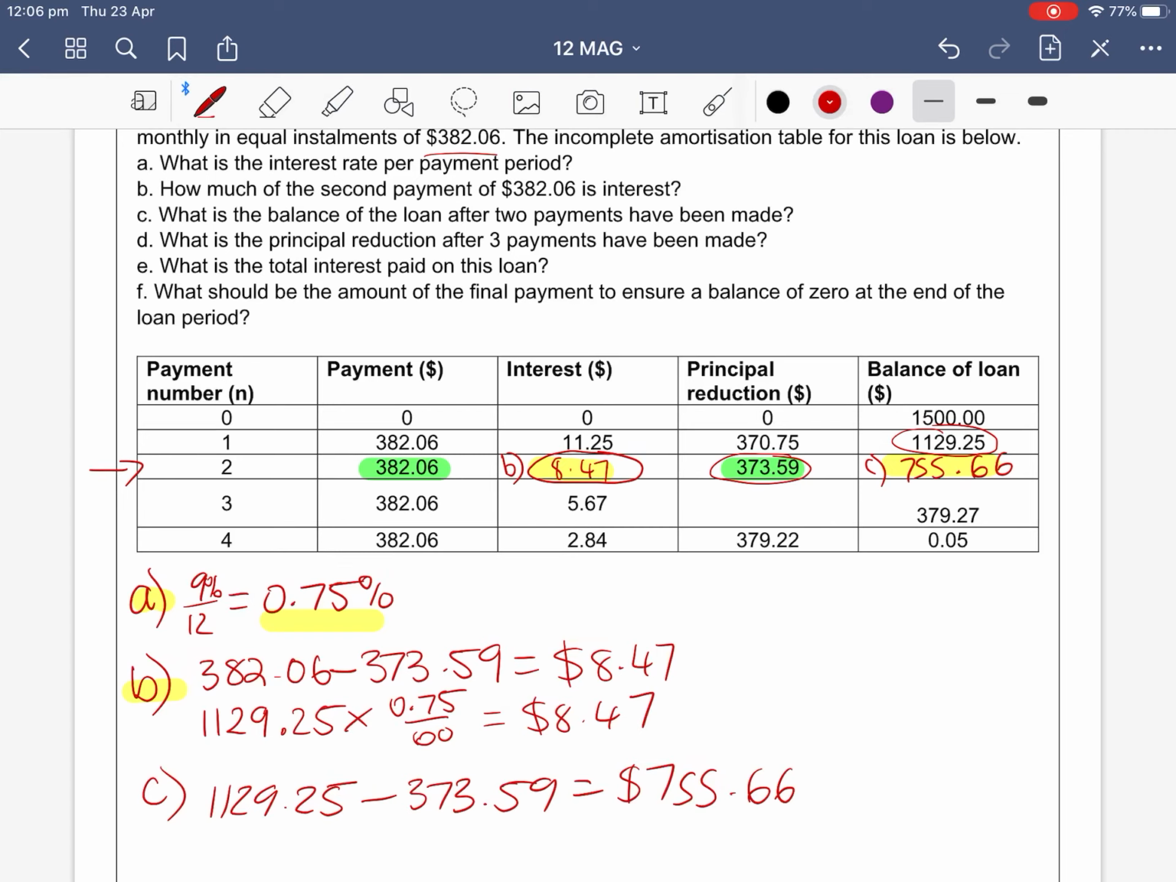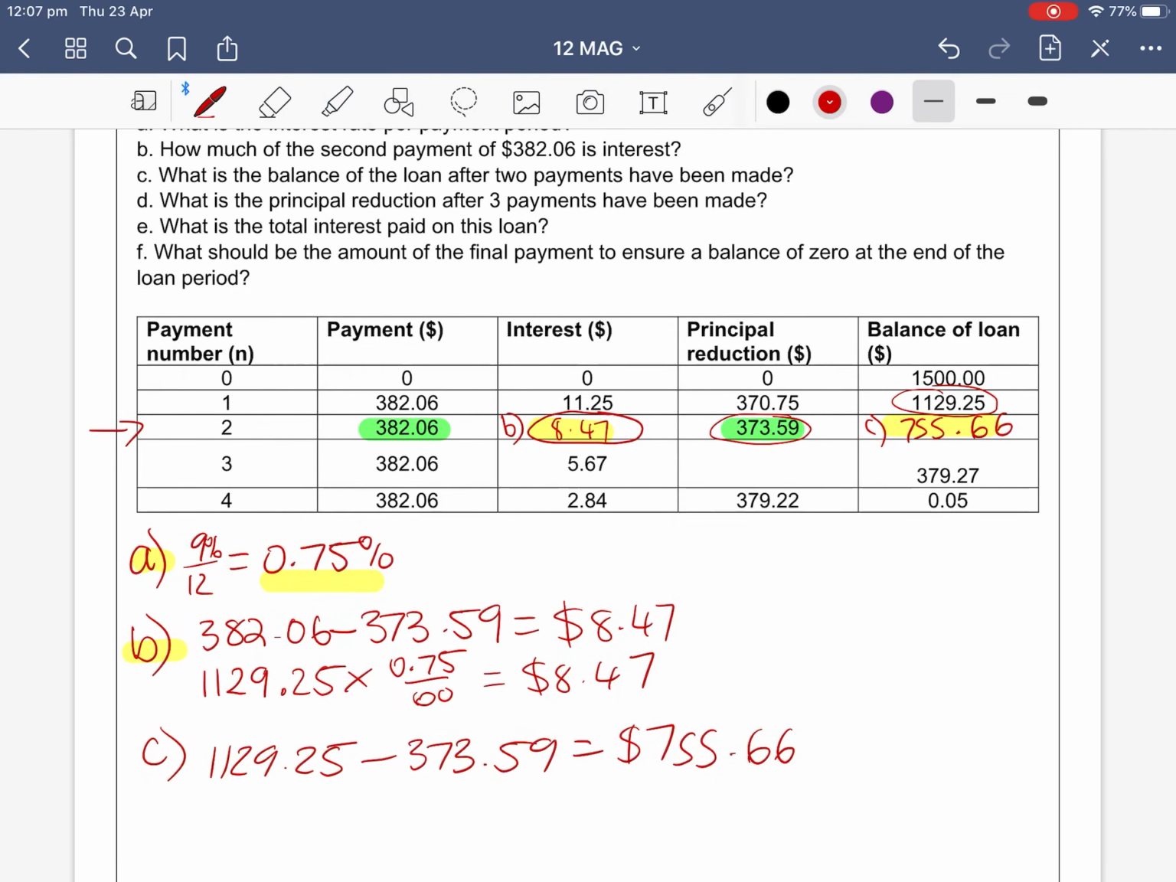Part D, what is the principal reduction after 3 payments have been made? All right, so now we're looking for this space, D. The principal reduction is simply going to be this value minus that value, okay? Because $5.67 have to be paid to the bank, and the remainder of it will go here for part D. All right, so $382.06 minus $5.67, which means that $376.39 is actually reduced off the principal.